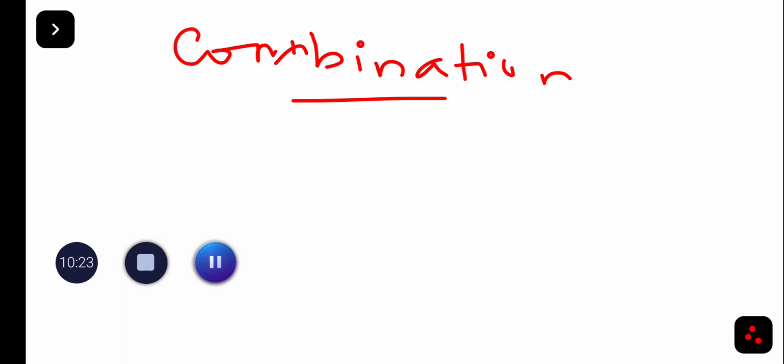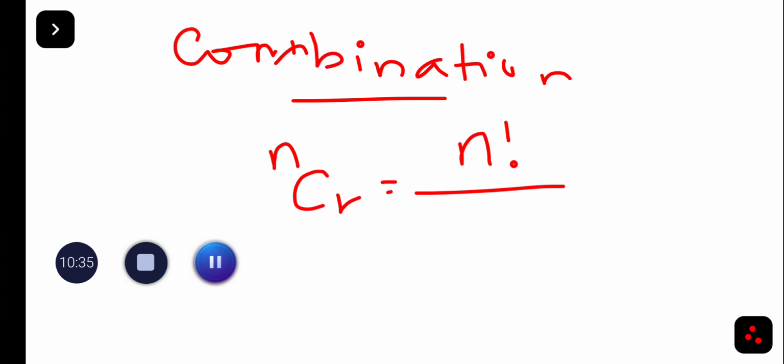So a combination is written as n combination r, which is defined as n factorial over n minus r factorial r factorial. Is that okay? So n objects are taken, n is the number of objects, then r at a time from those objects. It's simply an unordered selection of a number of items. Unordered. Take note.